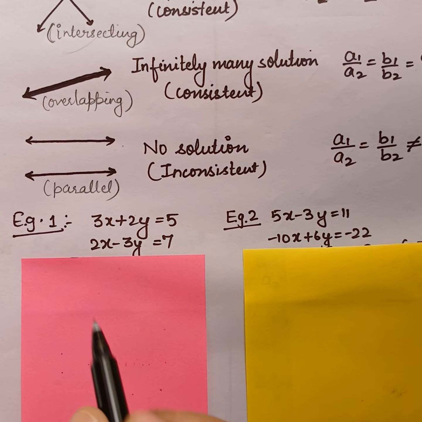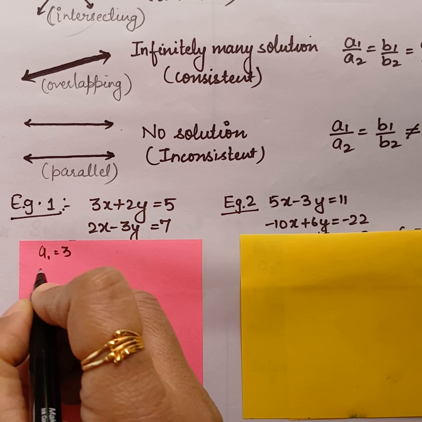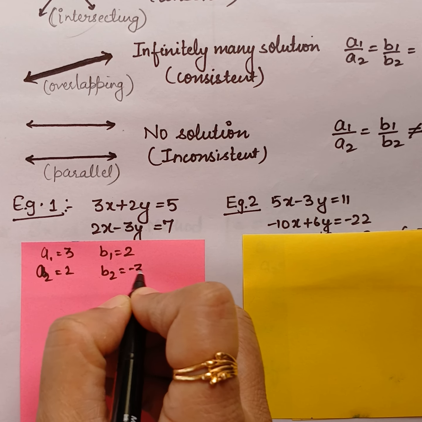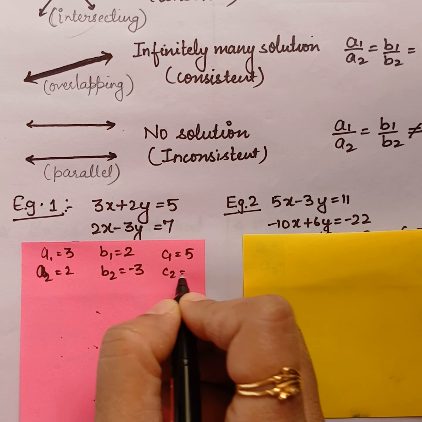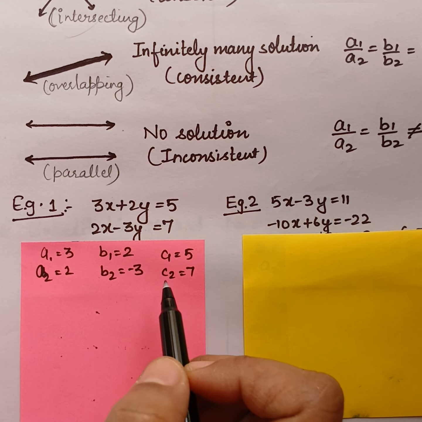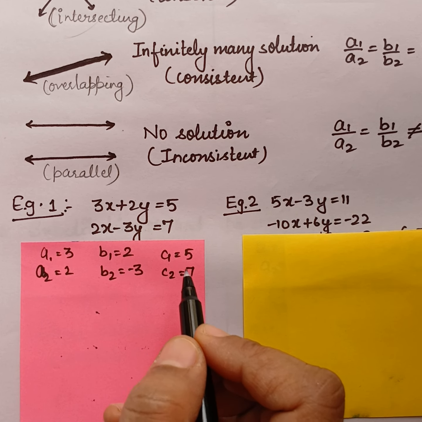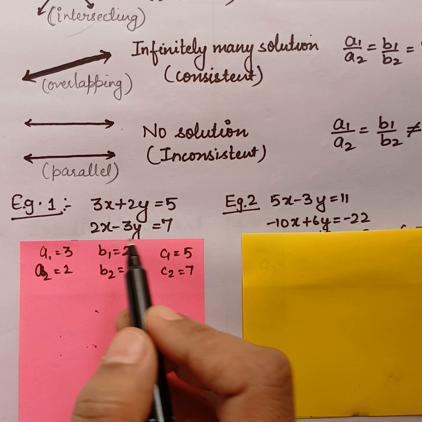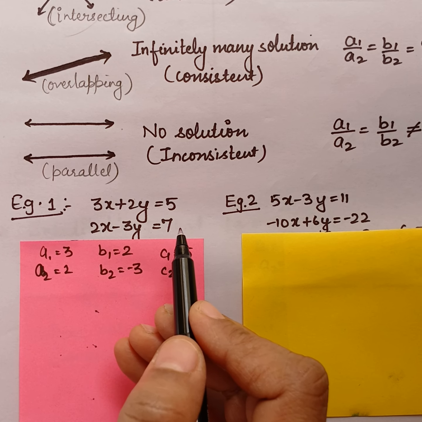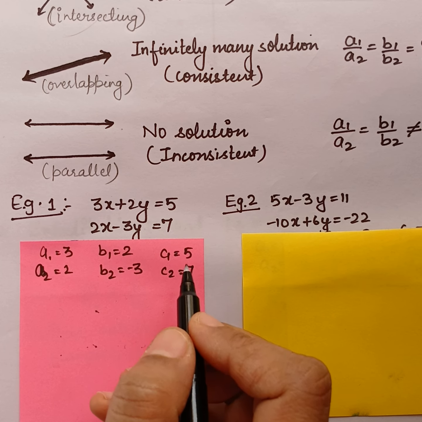Now let us do this with the help of an example. Here we will write a1 is 3 and a2 is 2. b1 is 2, b2 is minus 3, c1 is 5 and c2 is 7. If c1, c2 are on the right hand side, then we can term it as c1, c2. If they are on the left hand side, then also we can write it as c1, c2 only without sign change. But if one is on this side and in the other equation c is on the other side, like if 5 is on the left hand side and 7 is on the right hand side, then we have to make them on one side only. Then we will be writing the sign accordingly.